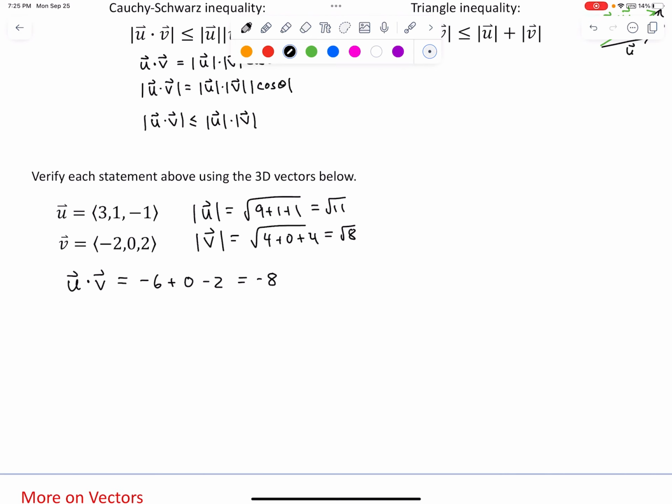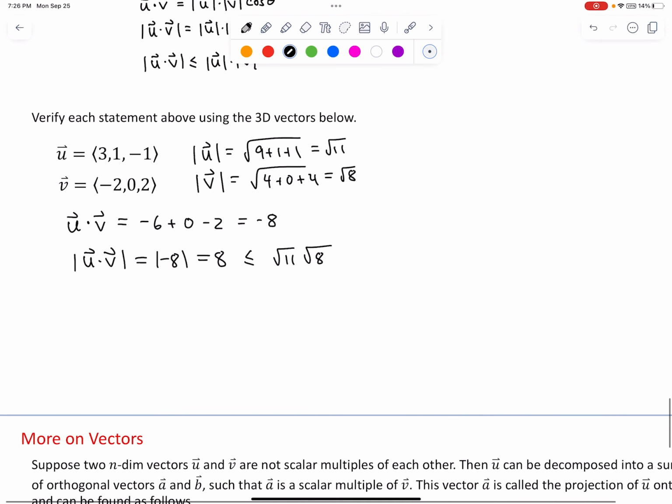Now the Cauchy-Schwarz inequality says if you take the absolute value of u dot v, that's the absolute value of -8, that'll be 8, this should in fact be less than or equal to the product of the magnitudes. So we're trying to determine whether this is a true statement. We get 8 when we calculate just the absolute value of the dot product, and we get radical 88 if we multiply the two magnitudes. And the square root of 88 is a number that's more than 9, because 9 squared is 81. So clearly it's true that 8 is less than or equal to radical 88. We verified the Cauchy-Schwarz inequality.